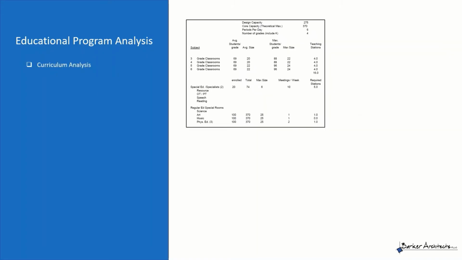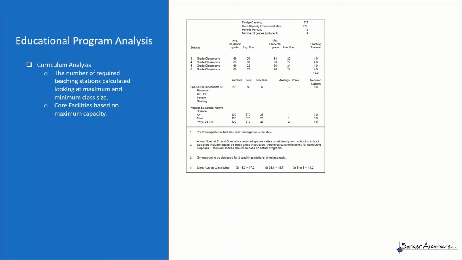Now that we have the design capacity established, we can calculate the optimum number of teaching stations required. To do this, we look at the average and maximum class sizes to make sure we have enough teaching stations for the anticipated number of students without overbuilding. We then look at the core facilities using the maximum capacity for the classrooms. The reason for the higher number is to make sure that the core can handle any peak year that comes through. We need to make certain assumptions to complete the calculations.